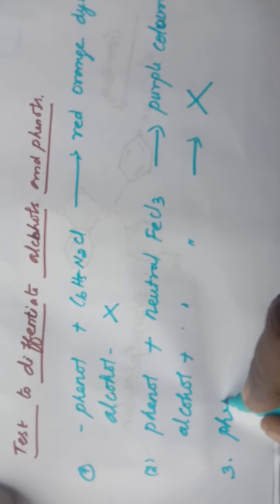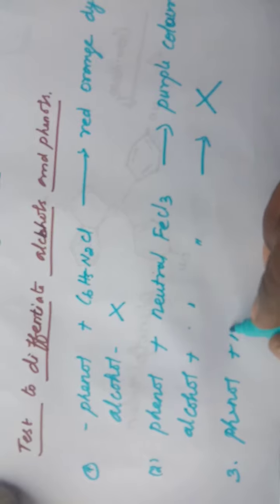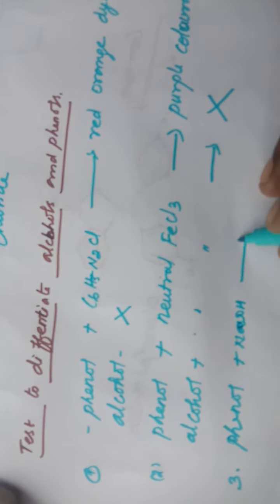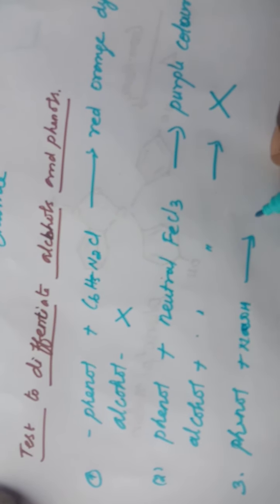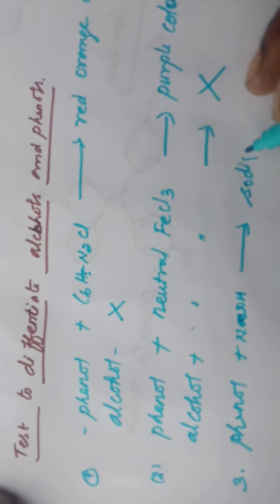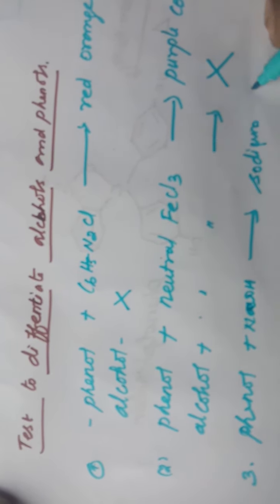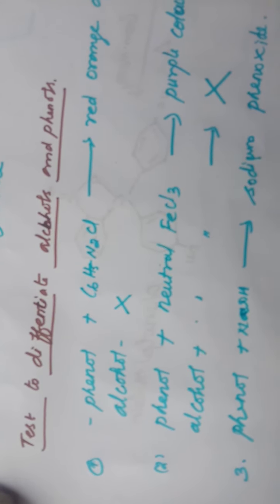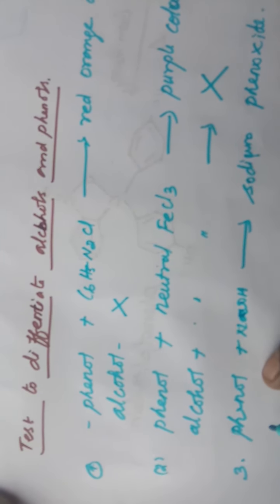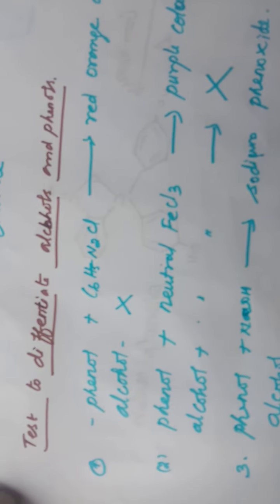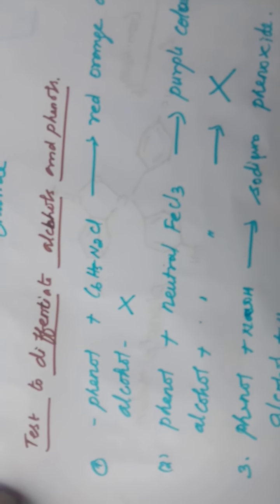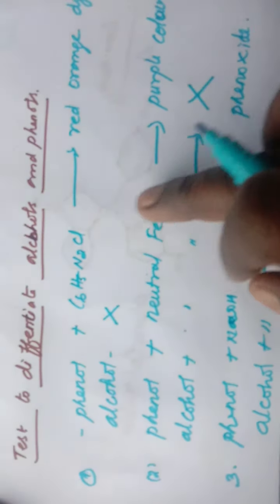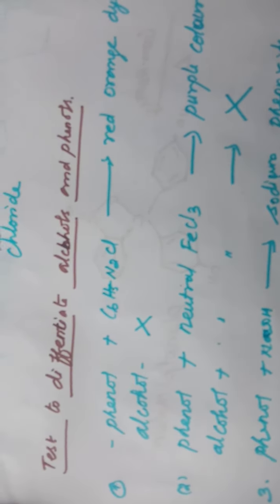When phenol reacts with sodium hydroxide, NaOH, it forms sodium phenoxide. But alcohols, when treated with sodium hydroxide, do not react with the sodium hydroxide. So these are the three tests to differentiate alcohols and phenol.